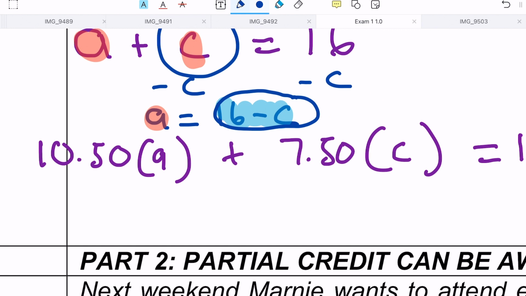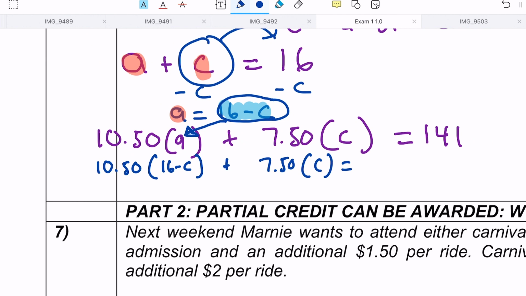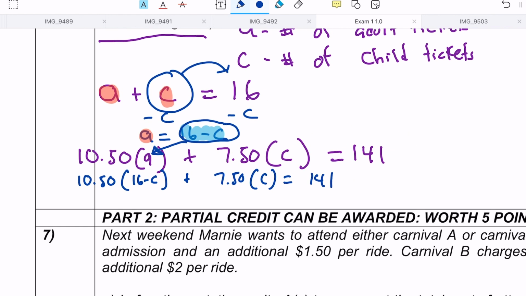So this is going to go in here. So now I'm going to write 1050 times 16 minus C. All right, that's my substitution. Plus 750C is equal to 141. So now we do the distributive property. What is 1050 times 16? Put that in the calculator.